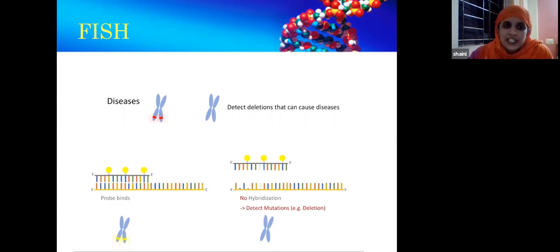So FISH is generally used in order to identify chromosomal abnormalities, whereas CISH, the chromogenic in situ hybridization, is used in order to locate or identify to which part of the cell the probe will go and bind, and to which part of the cell an abnormal DNA or RNA is present.